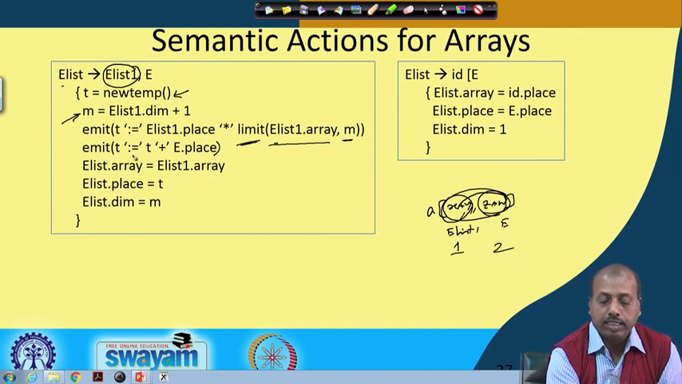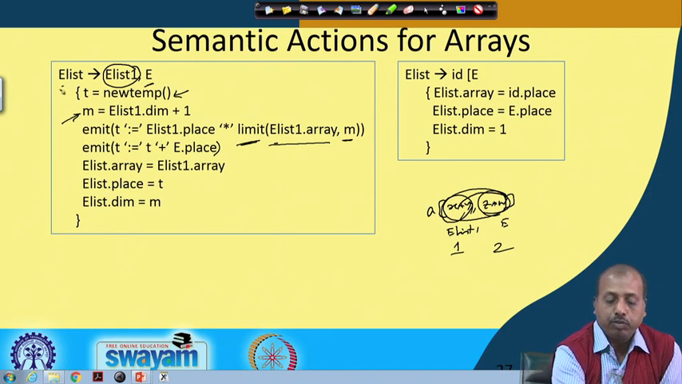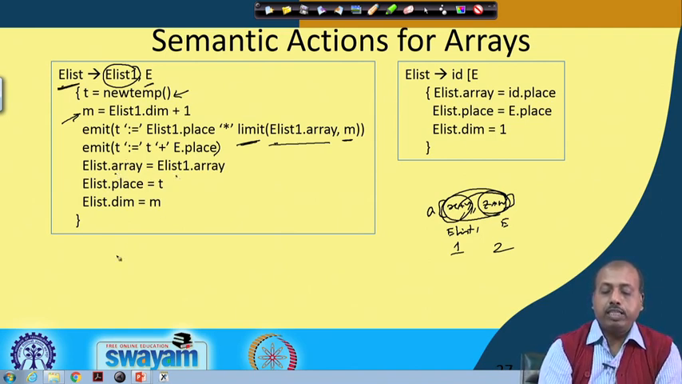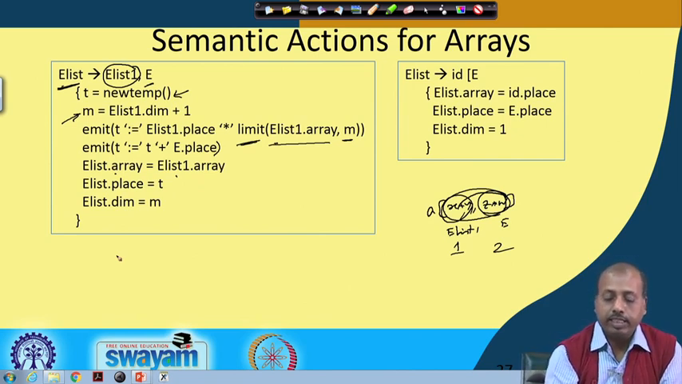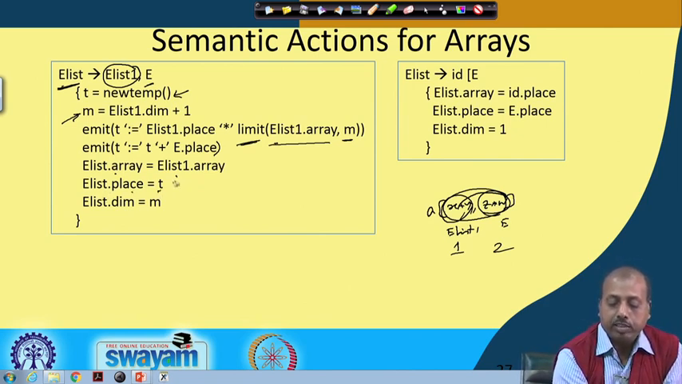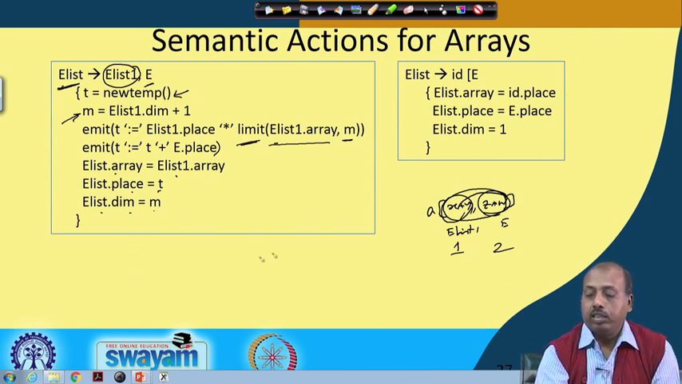So, t is assigned as t plus E.place. That is the offset that has been calculated into this E, so that will be added. Then for this Elist, Elist.array is the array; the array name is the same as Elist1.array. So, that is taken, and Elist.place equals t and Elist.dimension equals m. Okay, so this is done this way.